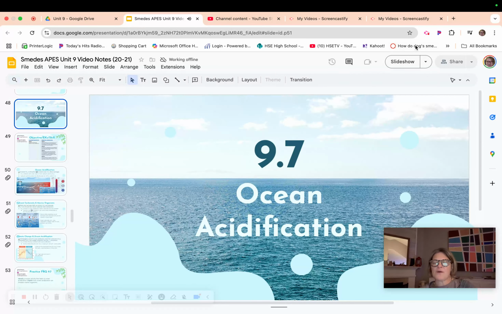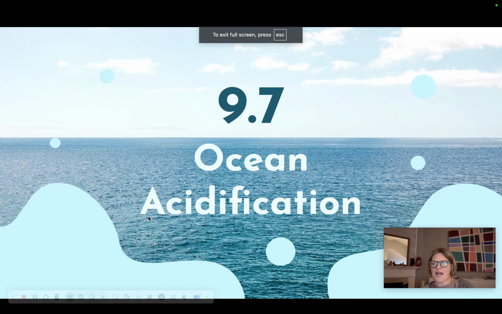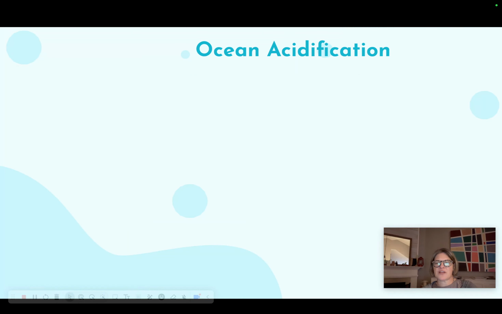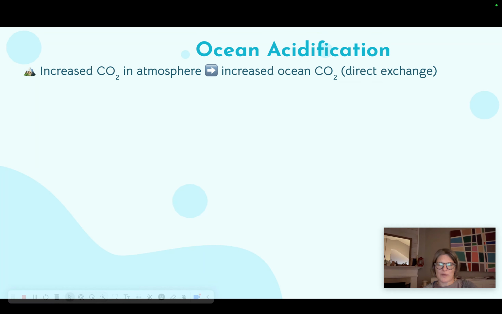Okay, so let's go ahead and begin the 9.7 notes, or the ocean acidification notes. So here's your learning objective: explain the causes and effects of ocean acidification. And there were several different essential pieces of knowledge that you need to know that go along with that. So make sure you look at that chart.